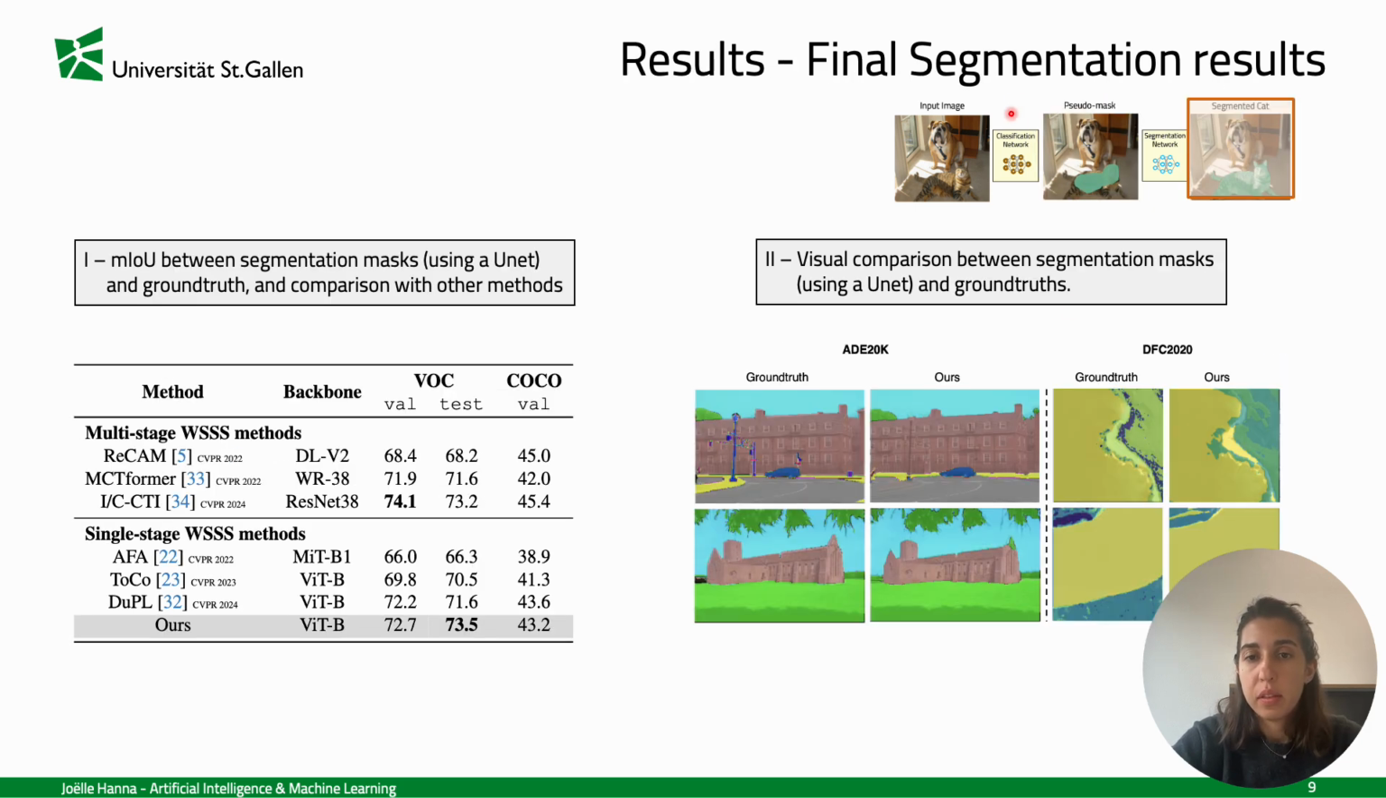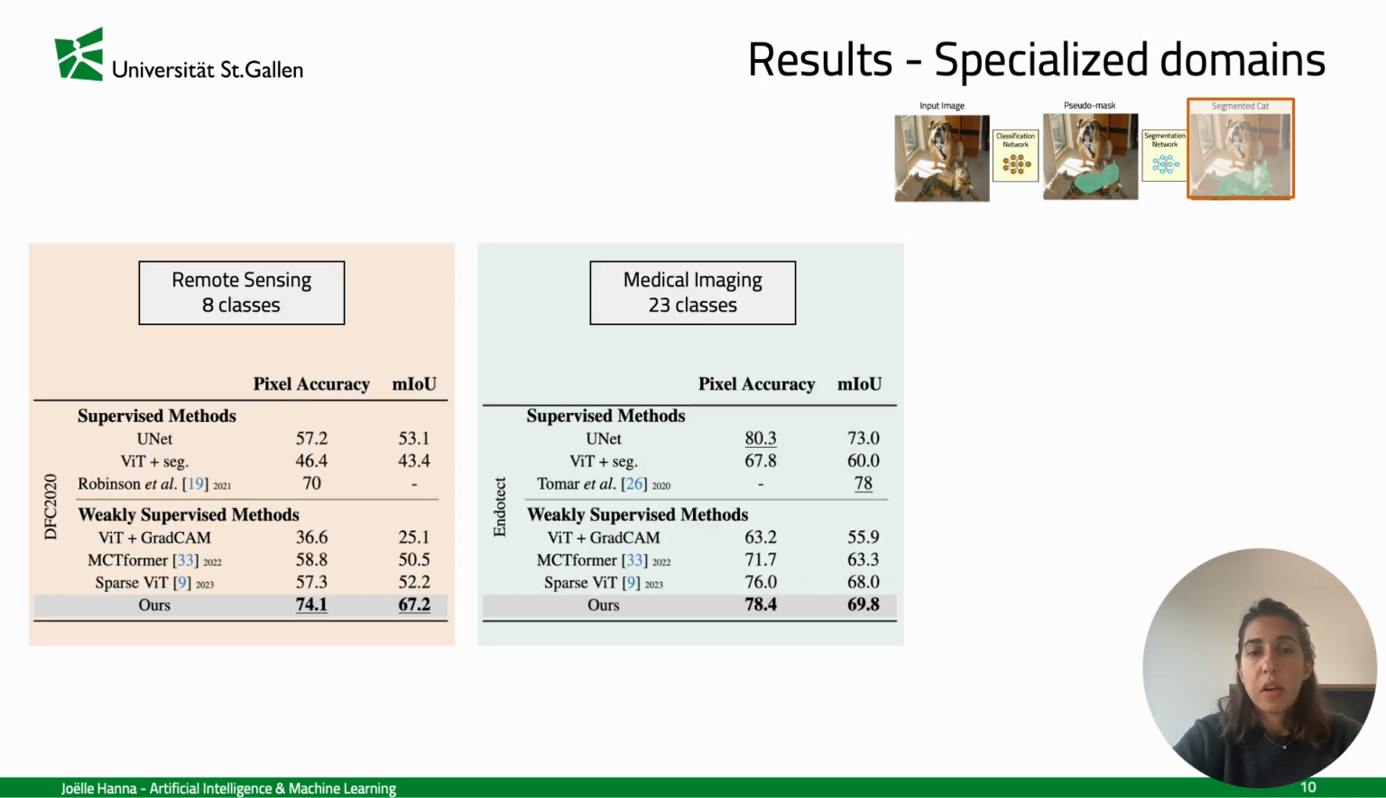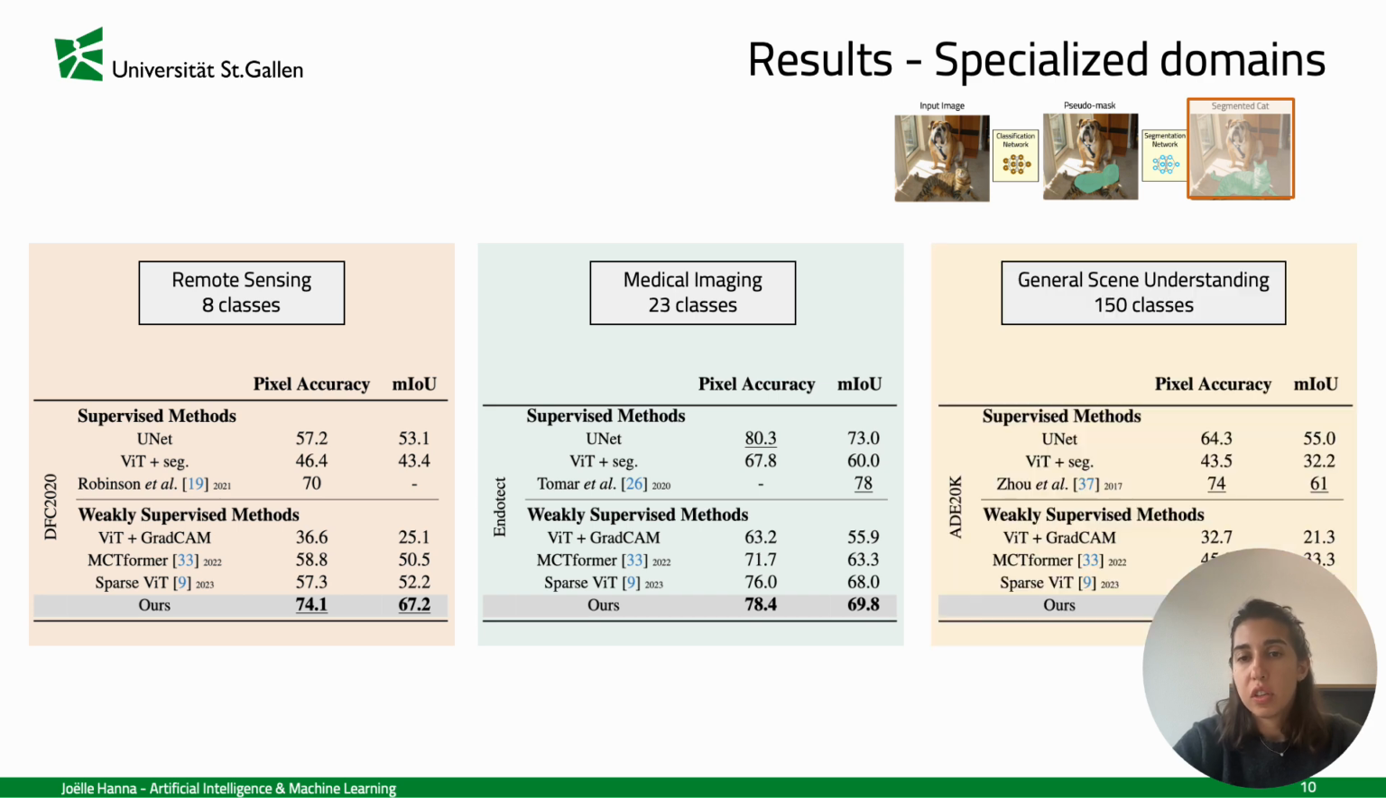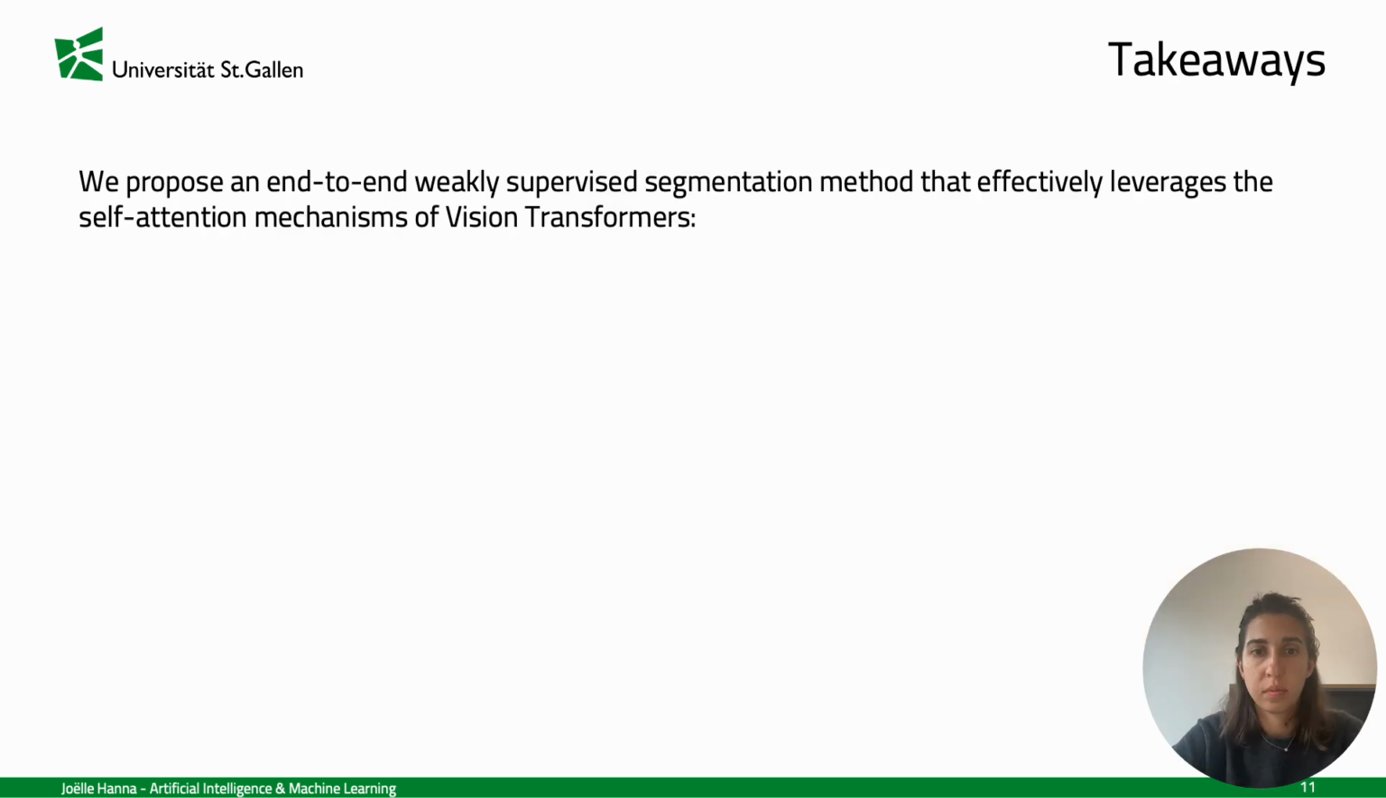We also evaluate the last part of the approach, so the segmentation part. We also compare numerically and visually, and you can see that we are very close to the ground truth here visually, even though some small objects are missing, but the bigger shapes are all pretty accurate. And we evaluate also across different other data sets, remote sensing, medical imaging, general scene understanding.